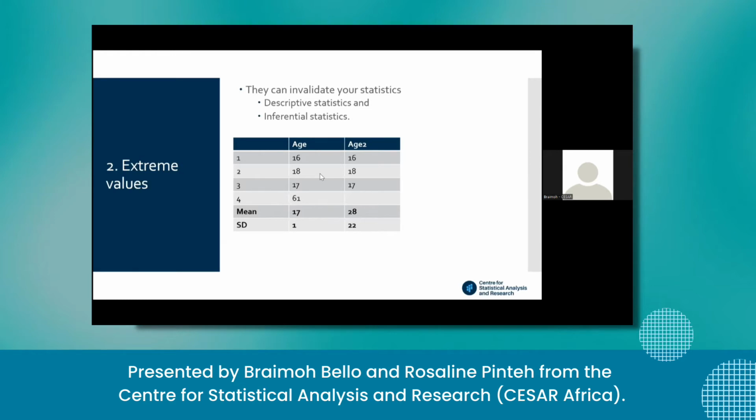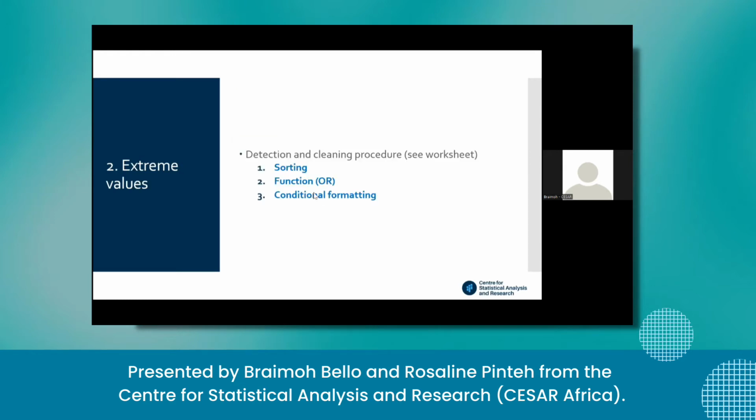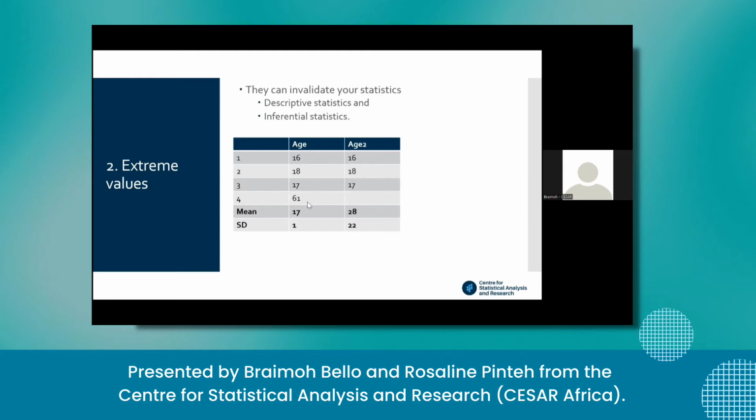Okay, so that's wrong. The standard deviation should be on this side. 28 and 22 should be on the first one, and 17 and 1 should be on the second one. So we're seeing the standard deviation is actually 22.